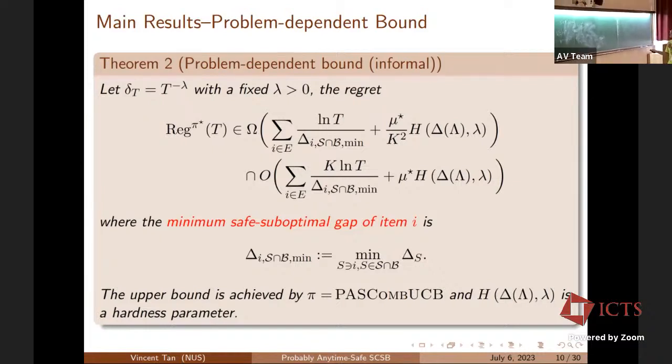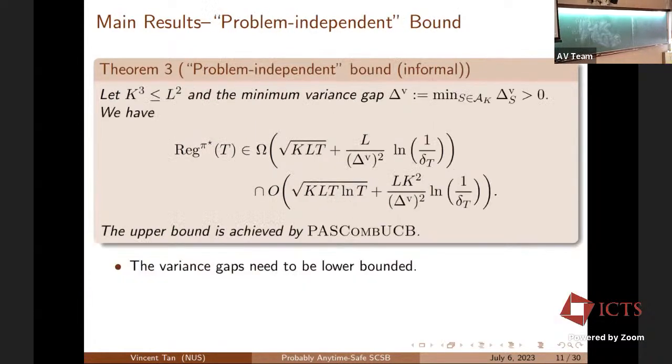Here there is another term that involves some hardness parameter that I will not write down because it's too complicated. This is just a hardness parameter that is a function of some gaps as well as an instance. But the term that scales logarithmically in T is the first one. That is a problem-dependent bound because it involves these gaps.